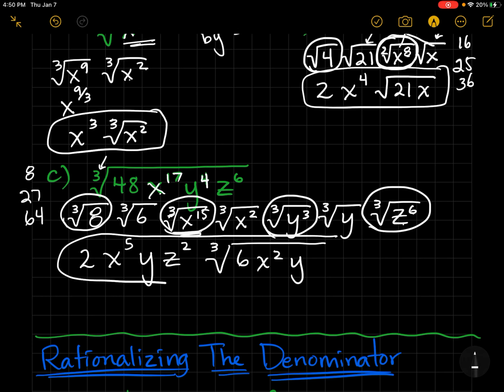Alrighty. All the exponents under the radical have to be less than 3. If not, that means I need to simplify some more.